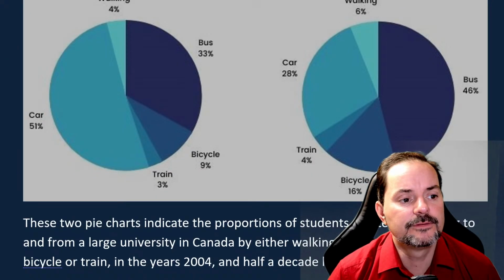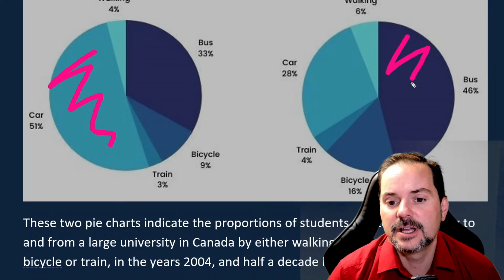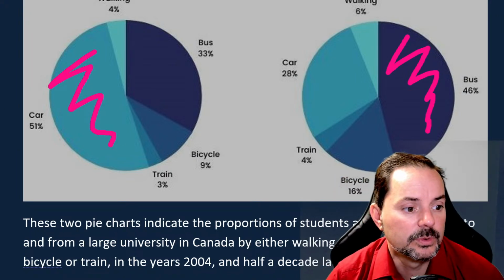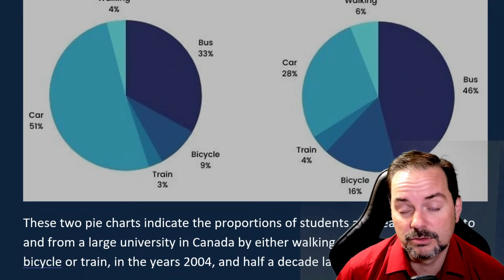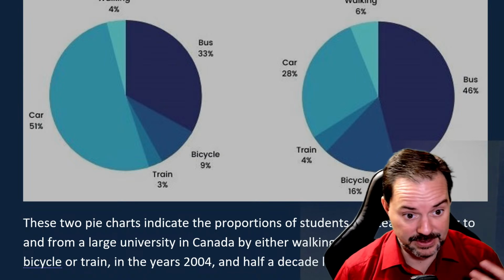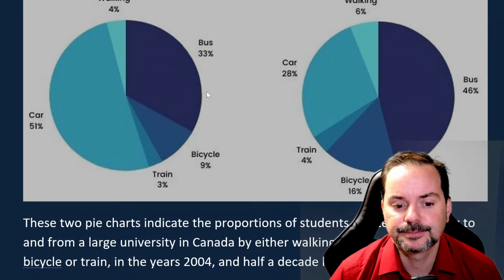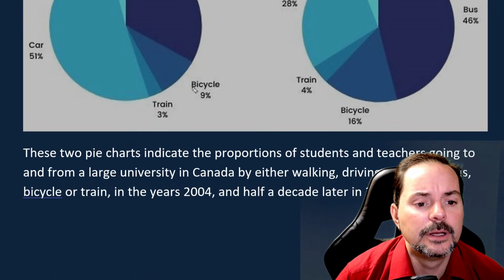In 2004, cars are the most popular. In 2009, bus is the most popular. Okay, maybe there are some really efficient and cheap, or maybe even free bus routes for students in 2009. We don't know that, but obviously there's a big shift. Now, here, bicycle.